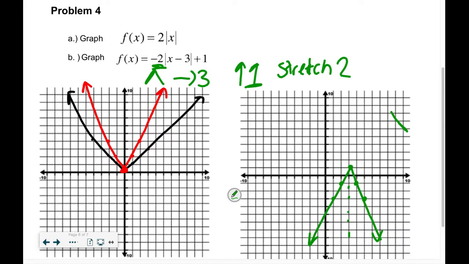What's that line for? That's my axis of symmetry, my mirroring line.